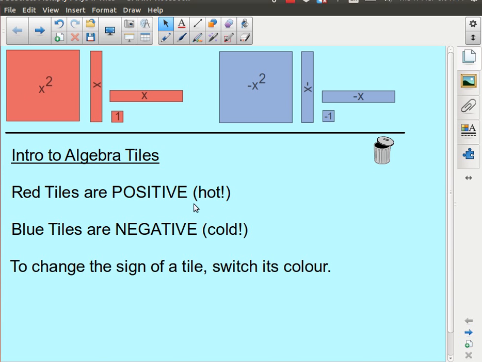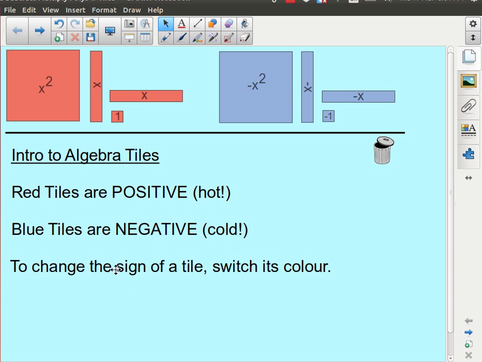The way I tell students to remember this, red tiles represent positive. That means they're hot. So red represents hot. Blue represents cold, which is cold temperatures. Here in Ottawa, those are negative temperatures. So hot, positive, cold, negative.